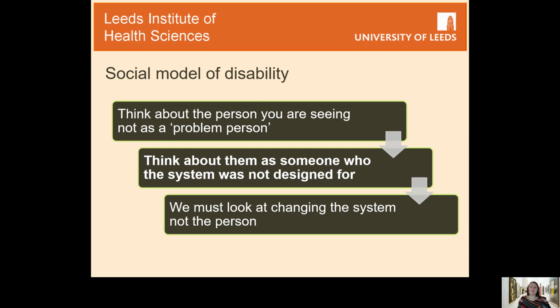So we use the social model of disability, and we think about the person you're seeing not as a problem person who you struggle with, but someone who the system was not designed for. We look at changing the system, not the person. We move through our processes in ways we feel comfortable, usually because of time pressure and mental pressures on us, and we get used to doing things a certain way, but actually for some people those ways do not work, and it is not fair to keep going with those ways.